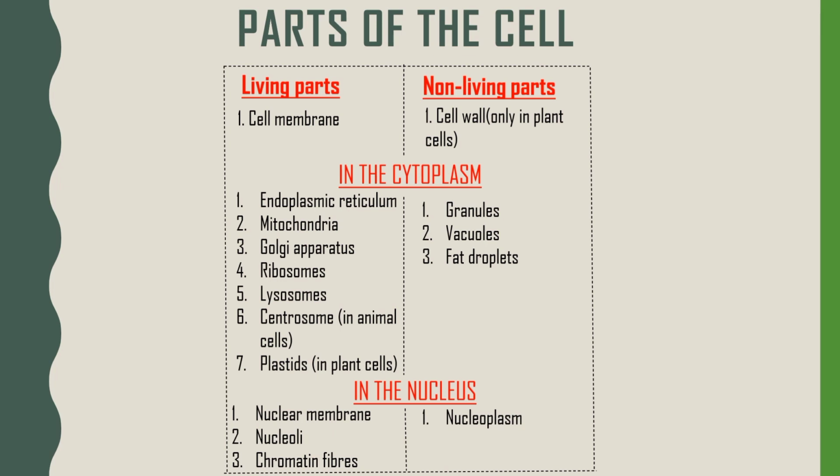Now moving ahead towards the cytoplasm, the endoplasmic reticulum, mitochondria, Golgi Apparatus, ribosomes, lysosomes, centrosomes which are present only in the animal cells and the plastids which are present only in the plant cells are the living organelles in a cell. Whereas the granules, fat droplets and vacuoles are the non-living structures. Similarly, in the nucleus of a cell, the nuclear membrane, nucleoli and the chromatin fibers are the living structures, whereas the nucleoplasm is a non-living part of the cell.